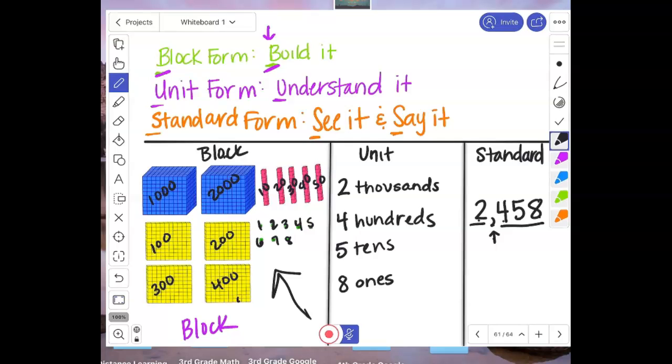So I built it with block form. I showed that I understood it with unit form. And then I said it the way I see it with standard form. Do you see kind of the alliteration that's going on here? Block, build, unit, understand, standard, see and say. The alliteration helps me remember.